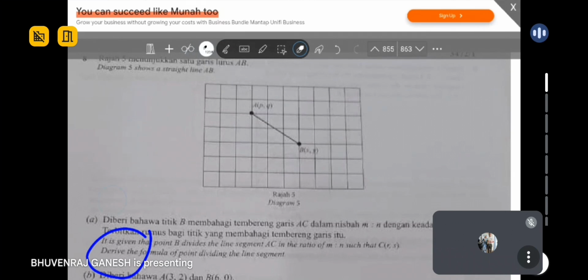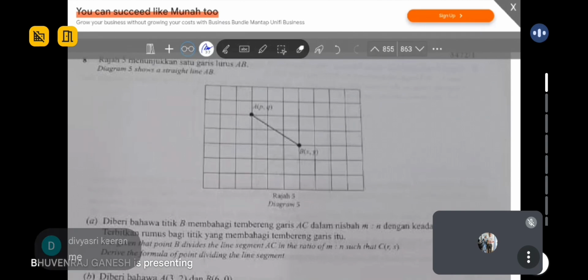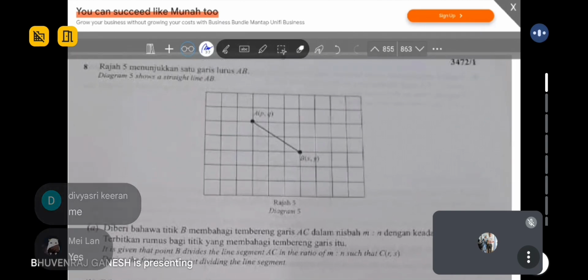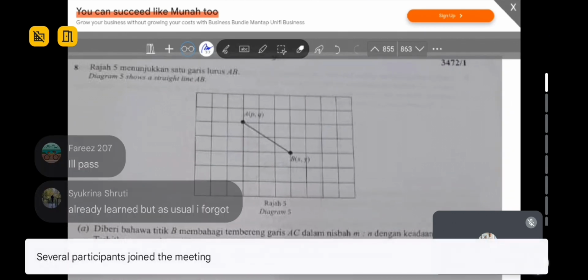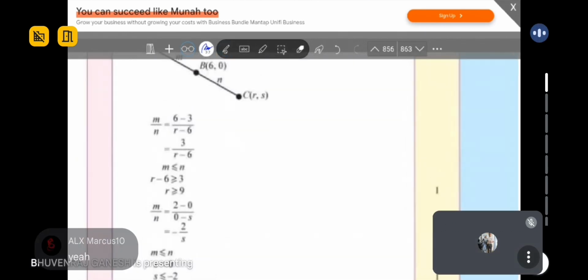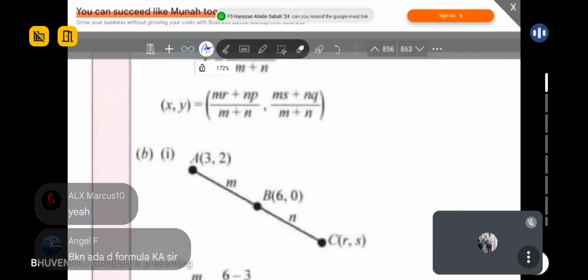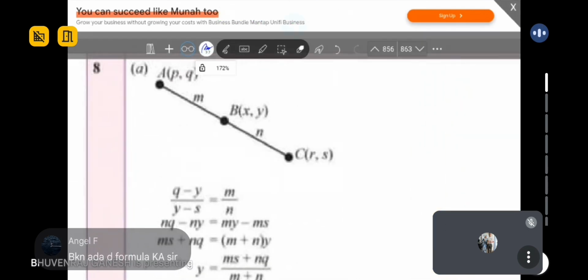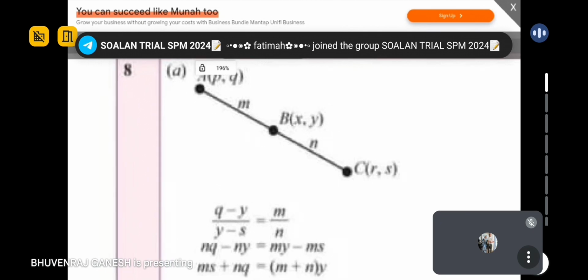Okay, anyone know how to derive this or not? Siapa pernah belajar macam mana derive rumus pembahagi tempering garis? Do you all remember this type of deriving? Pernah buat kan? I rasa kamu pernah buat. Okay, never mind. I explain to you. This one got no concept one. You must memorize how to do it. Actually understand also a bit. Okay guys, so you got a line segment like this.